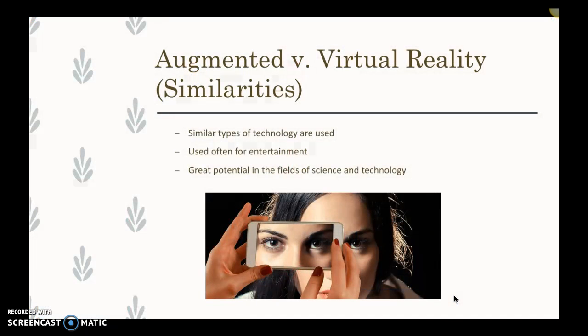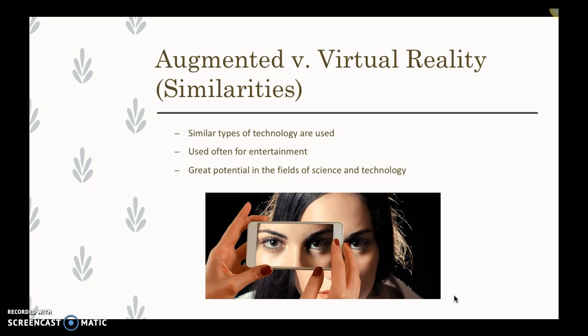So what makes augmented and virtual reality similar is that similar types of technology are used. A lot of the time you are using the same types of devices to see either a reality that is slightly adjusted or a complete virtual reality experience. More often than not, these types of devices are used for entertainment. You see them a lot more in video games than anywhere else, but they have a lot of potential in a number of different fields: the classroom, with arts, pedagogies, but especially in the fields of science and technology.